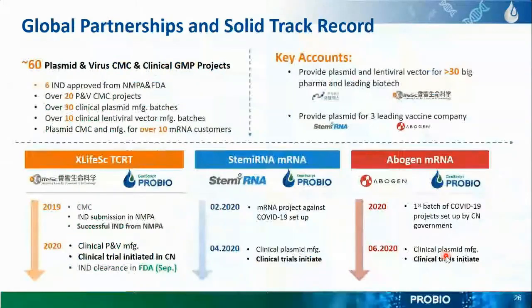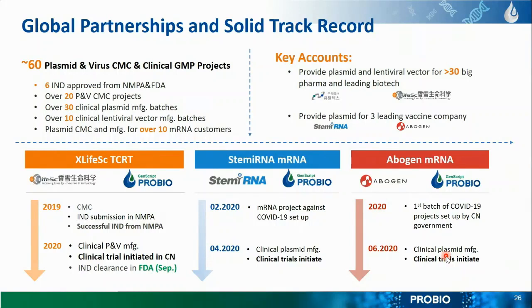Here, I would like to also show our solid track record, that we have 6 IND approvals from the local body and the FDA, over 20 P&V CMC projects running, and 30 clinical plasmid manufacturing batches as well. And over 10 clinical lentivirus vector batches are going on. And we have been collaborating with some of the best companies in China and around the world.